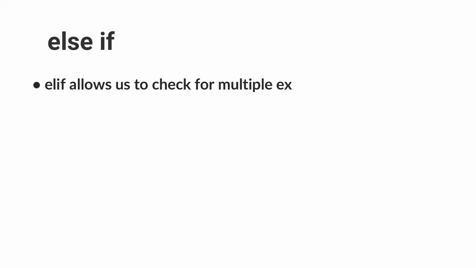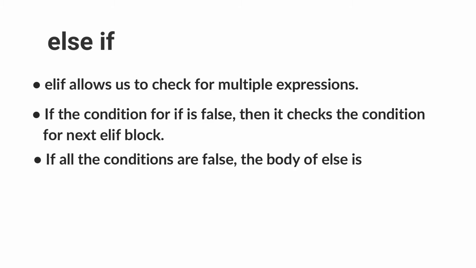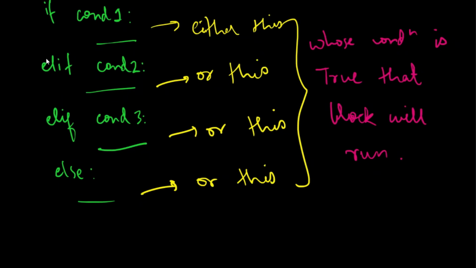Elif allows us to check for multiple expressions. We use elif after if and before else, and we can have multiple elif blocks. So if the condition for if is false, then it checks the condition for next elif block. If all the conditions are false, the body of else is executed. And remember, only one block among all if, elif and else is executed according to the condition. Whose condition will be correct, only that block will be executed. So let's see with the help of diagram.